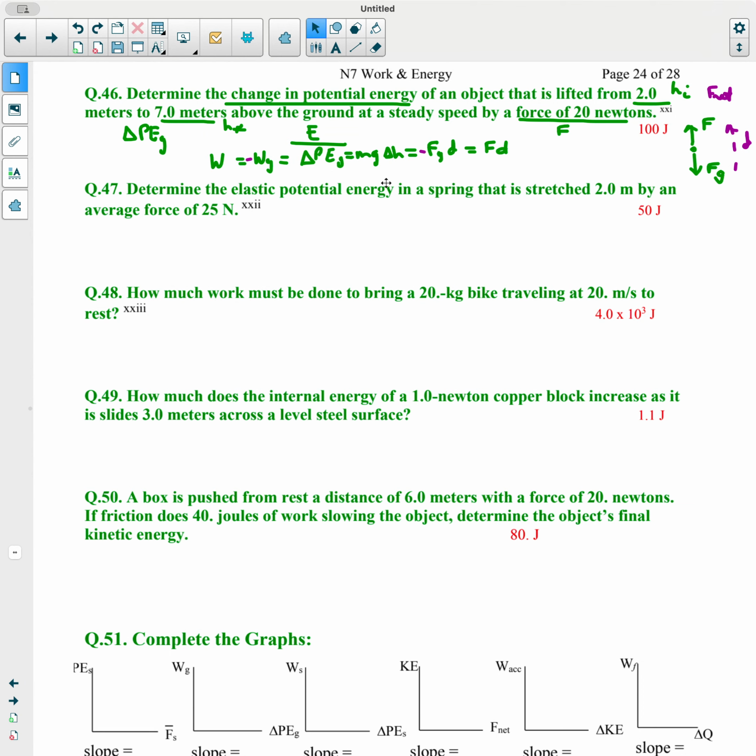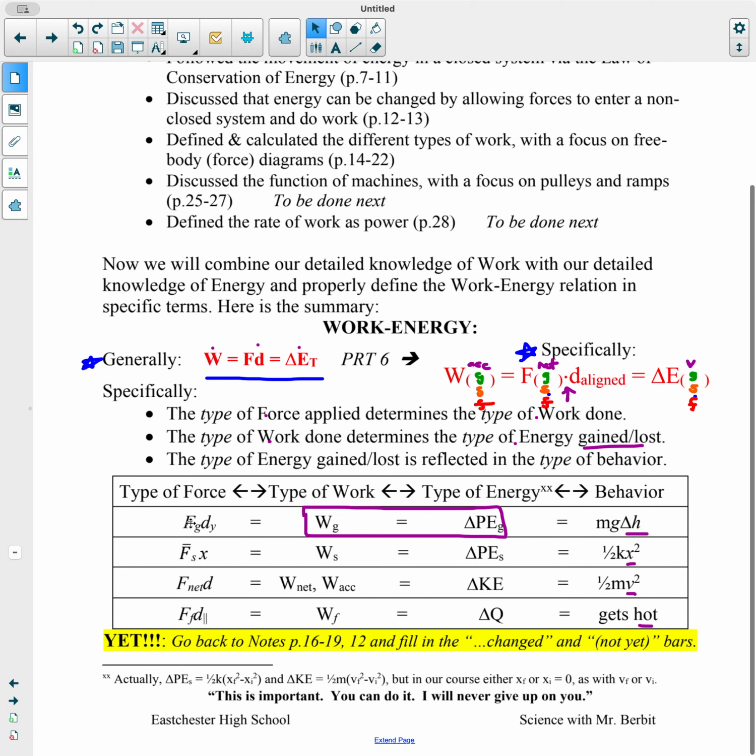Okay, look at all these different things. The point is this. When you come to solve these problems, you could either solve them with F times D, or you could solve them with MGH. Both will get the answer. When it comes to solving for PES, you can use half kx squared, or you can use Fx, because work was Fx. When it comes to solving for KE, you could use half mv squared, or you can use F net D, because work and KE, same thing. And for the work against friction, the only equation you really had was the F friction times D, so the friction times the distance. And so now, this is really a nice new one over here.